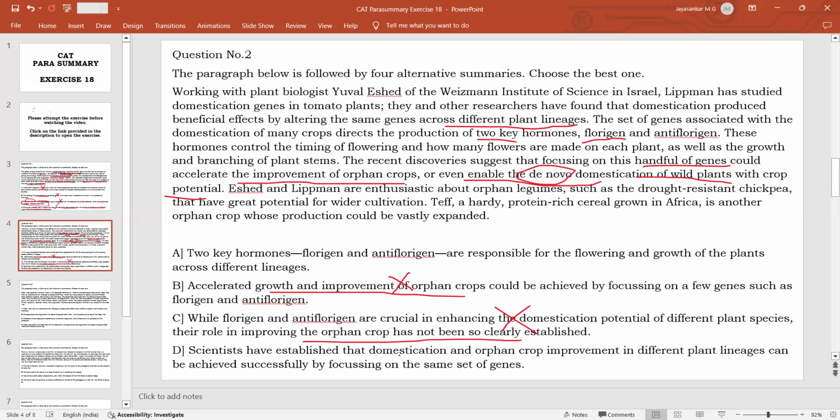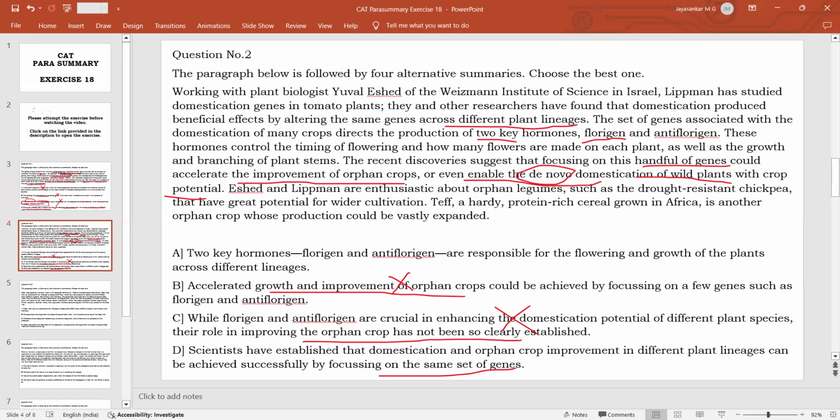Option D, scientists have established that domestication and orphan crop improvement in different plant lineages can be achieved by successfully focusing on the same set of genes. So again, true. It is talking about domestication and orphan crop improvement, and in different plant lineages, it can be achieved by focusing on the same set of genes which are producing these two hormones. So, which is a better answer?